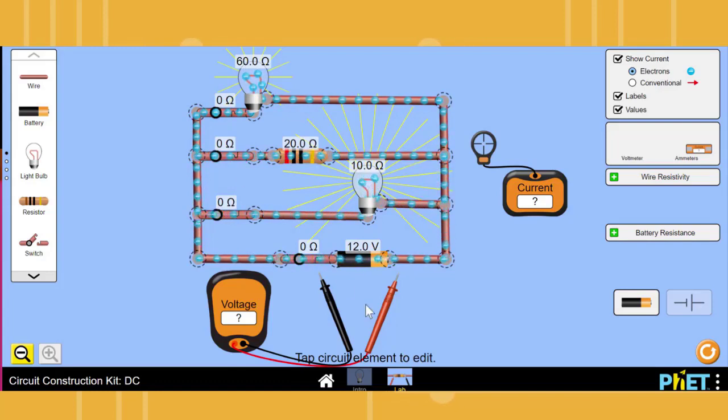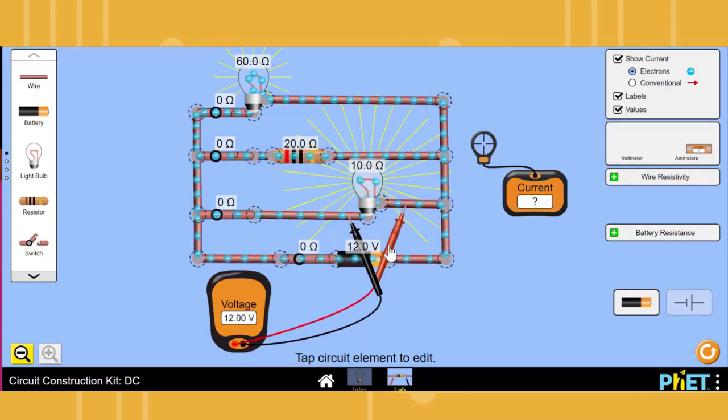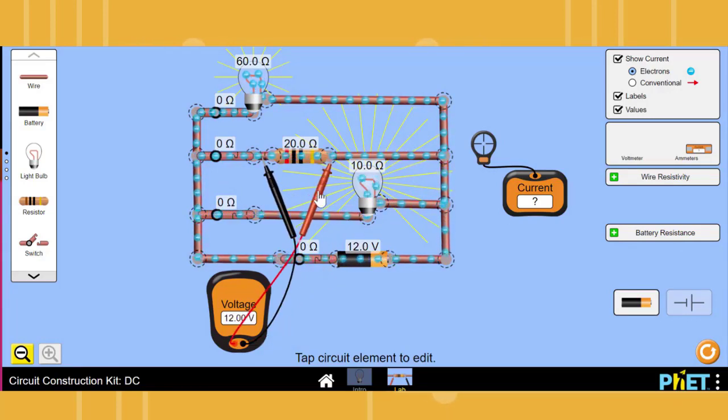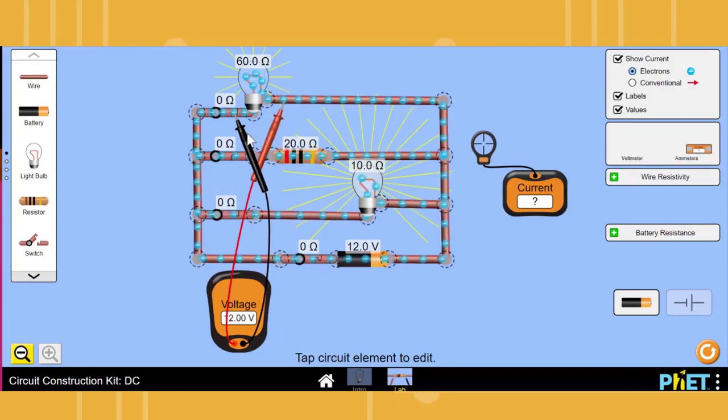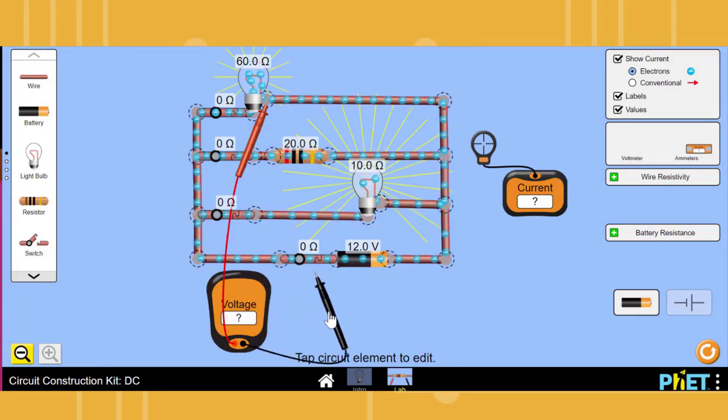The slowest current has the highest resistance. So if we go ahead and check how the voltage changes as we go across each branch, we find out that it's the same. Well, they're all being powered by the same battery, so that kind of makes some sense. And when we move it up, the resistor has, again, 12 volts, and the light bulb up on top, 60 ohms, but the voltage, if I can get this wire out of the way, is still 12 volts. So 12 volts constant for every branch in a parallel circuit.